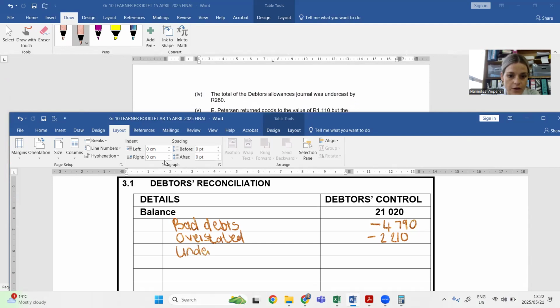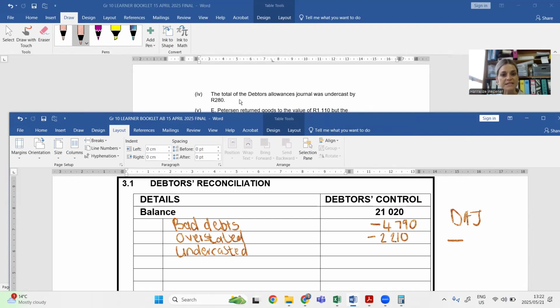Undercast. So what this means is you were supposed to post to your debtors control account an amount for debtors that returned goods to you. You have to remember that the debtors allowances journal results in your debtors owing you less money. So in other words, you credited your debtors control.